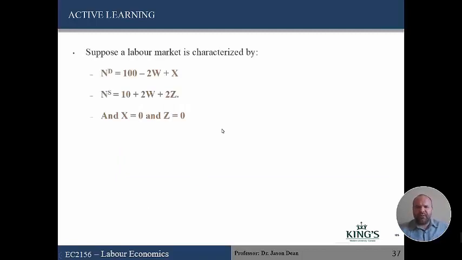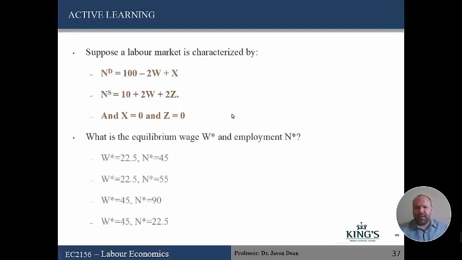Here's a question where you have to work out the equilibrium. Suppose a labor market is characterized by these two linear curves. Here's our demand curve, here's our supply curve. Let's suppose that at least initially x is equal to 0 and z is equal to 0. What is the equilibrium wage and employment, W star and N star? Which one of these is true? Okay, so you may want to pause the video and work it out on paper.